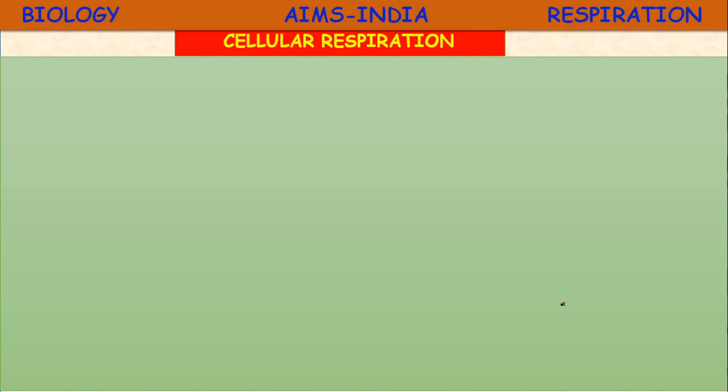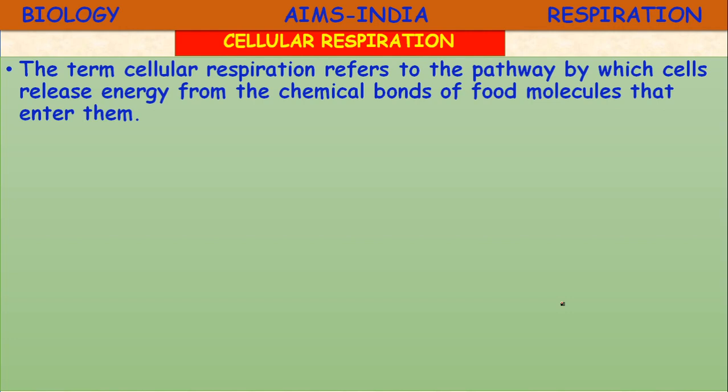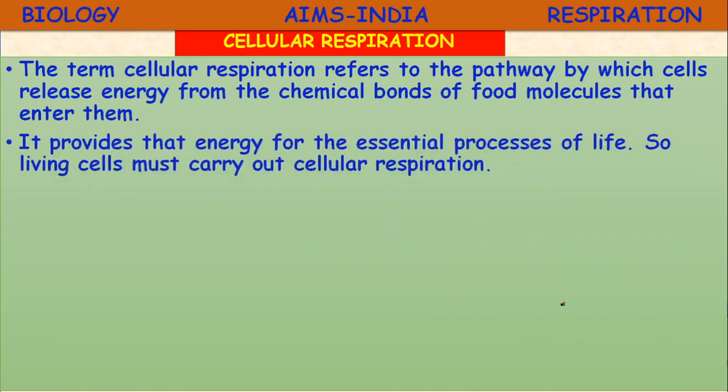The term cellular respiration refers to the pathway by which cells release energy from the chemical bonds of the food molecules that enter them. What is actual respiration? Cellular respiration, the path in which the cells release energy from the chemical bonds of the food molecules that enter them. It provides that energy for the essential processes of life. So living cells must carry out cellular respiration.